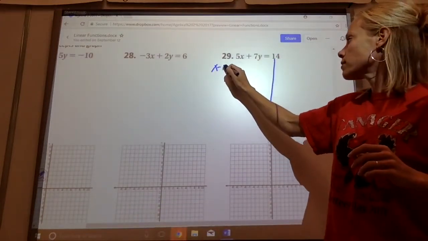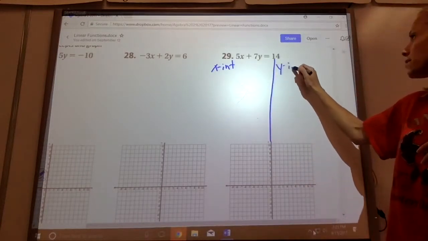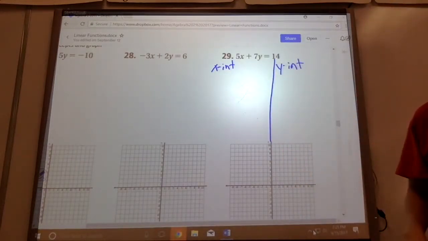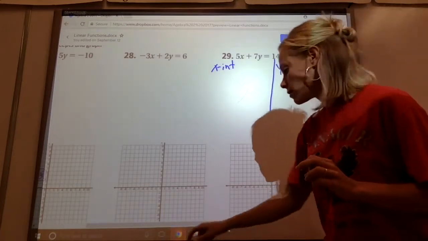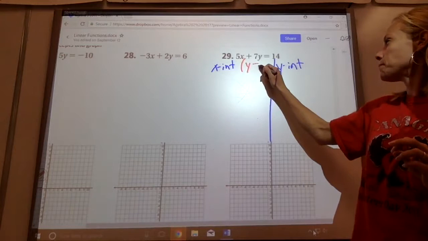Okay, so again, x-intercept, y-intercept, and some of you probably don't have to write all this work out. You can do it in your head. If you can, go for it. That's great. It'll save you some time.